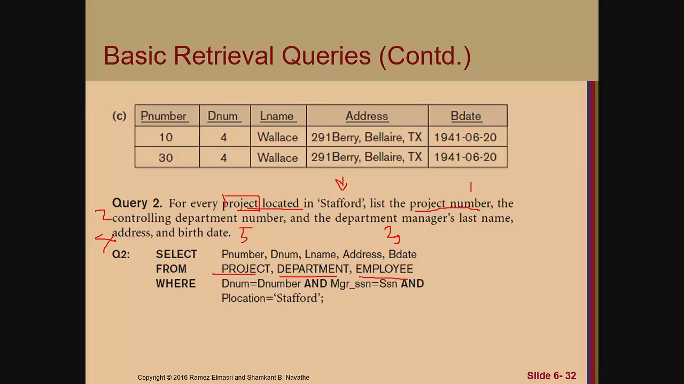Okay, just two projects located in Stafford. And the name of the manager is similar, because they are from the same department number, Wong, and the other data belongs to the manager, so the data are similar. Okay, so you can know the relations and where the data come from, right?